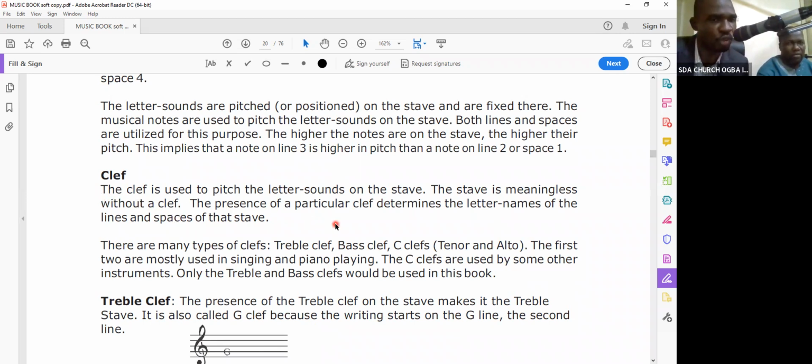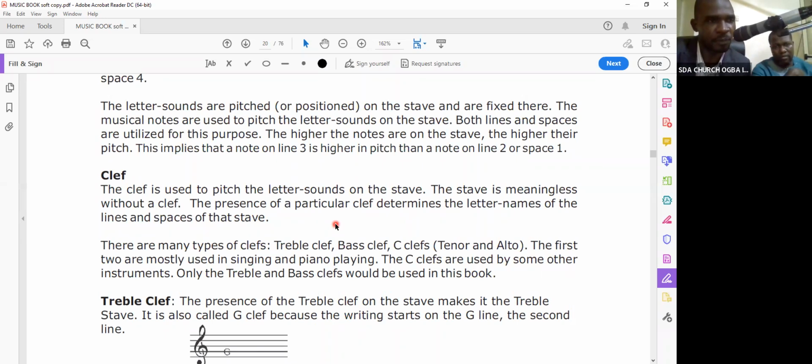The clef is used to pitch the later sounds on the stave. The stave is meaningless without a clef. That is, the presence of a particular clef determines the later names of the lines and spaces of that stave.